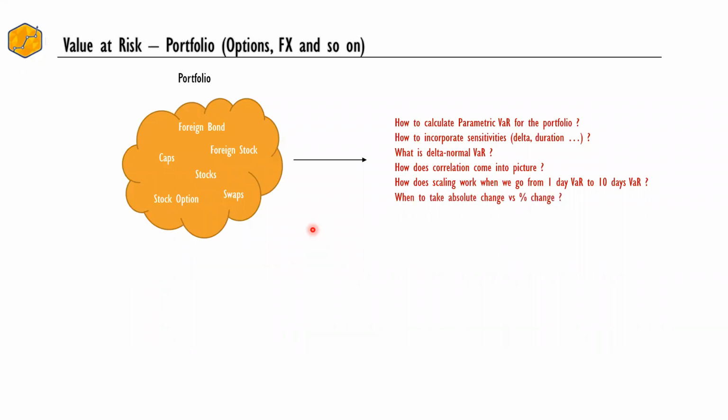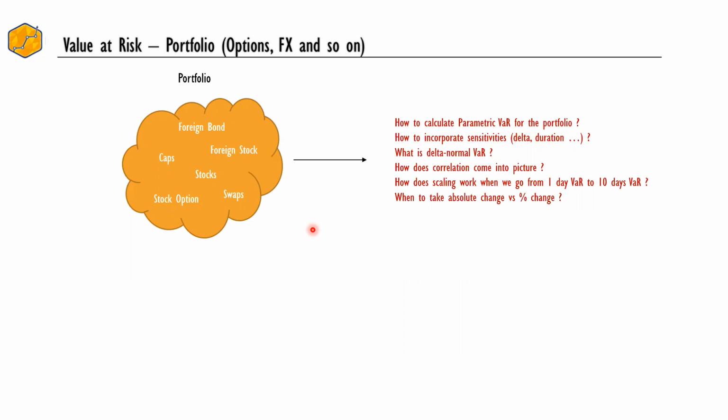When do we take percentage return versus when do we take absolute changes? When we talk about a stock portfolio, we take percentage returns or relative returns. When we talk about yield, bond yield, there we take change in yield, not percentage returns. And there are reasons for everything, okay?